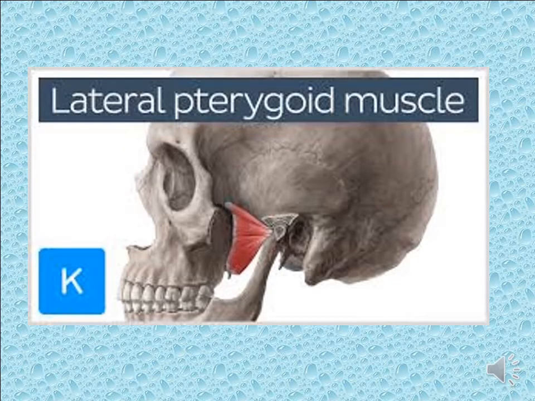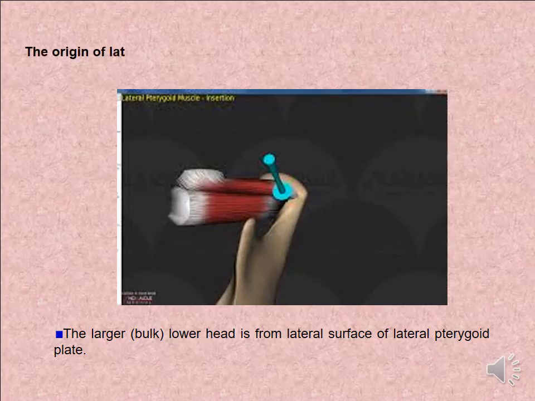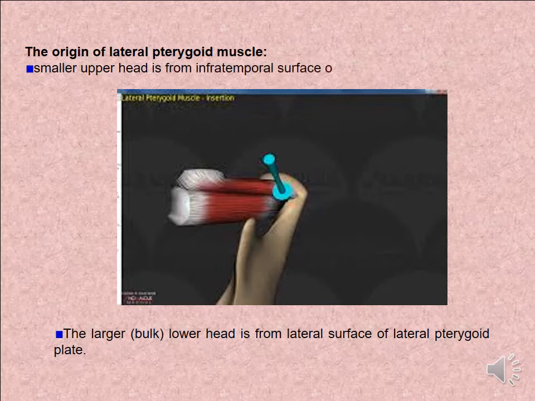The third muscle is the lateral pterygoid muscle, within the floor of the skull. The lateral pterygoid muscle has two origins. The first one, the smaller upper head, is from the infratemporal surface of the greater wing of the sphenoid bone, and the larger bulky lower head is from the lateral surface of the lateral pterygoid plate. So it has two heads, like the masseter and the temporalis muscle.